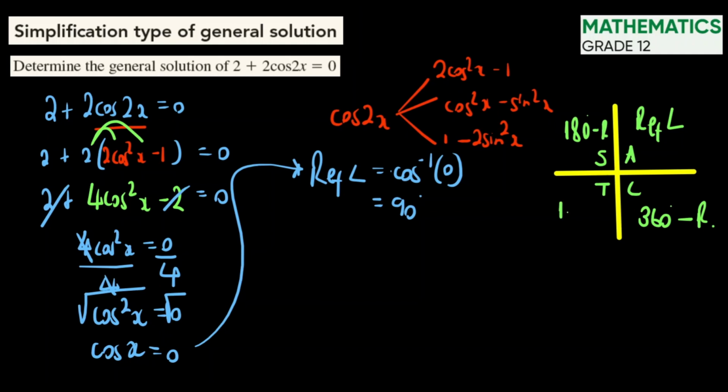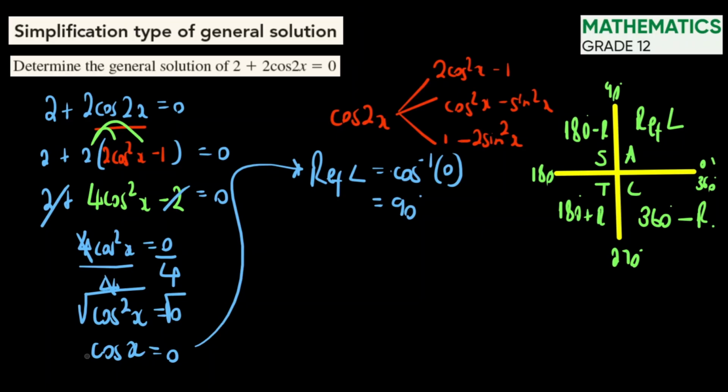Then your third quadrant is 180 degrees plus your reference angle, and your angles there are 180, 90, 0, 360, and 270. That's a quick crash course on your CAST diagram.